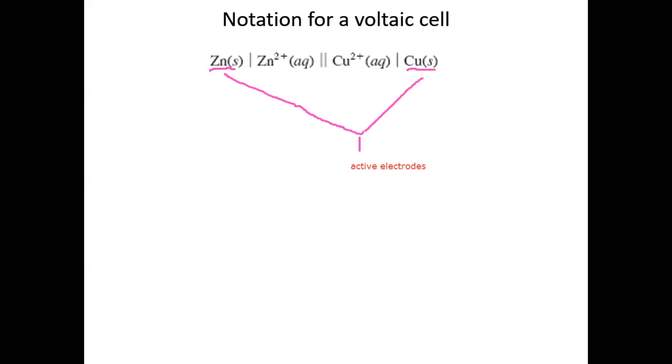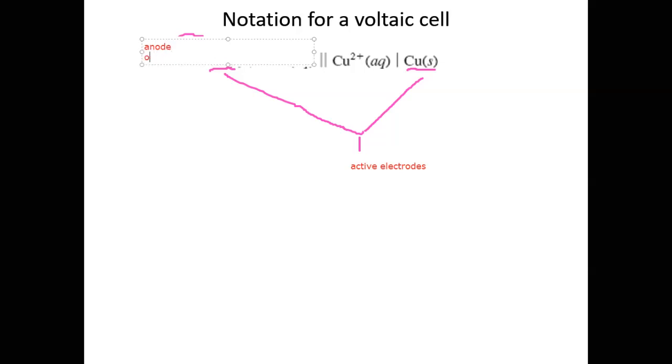Now, on the left side is the anode process, or oxidation. On the right side is the reduction process, or cathode.